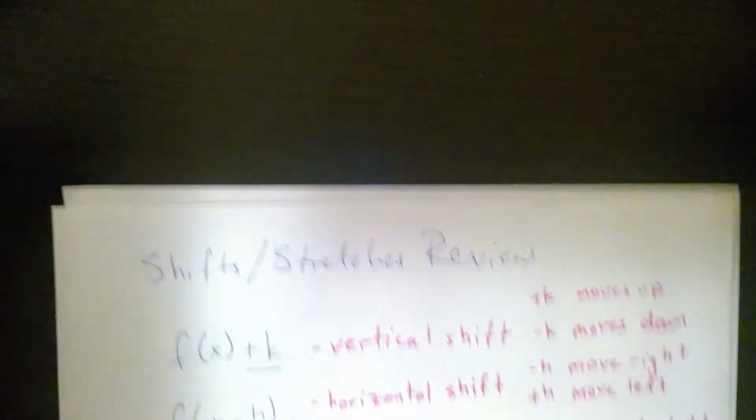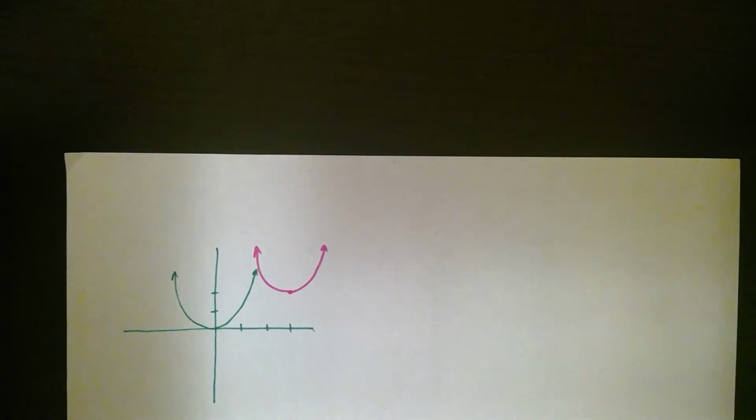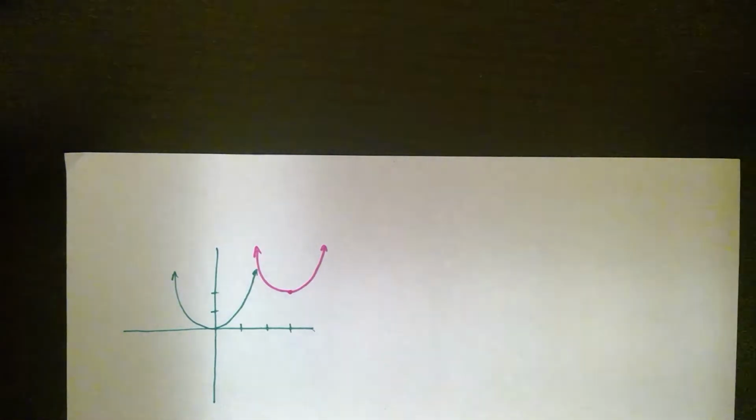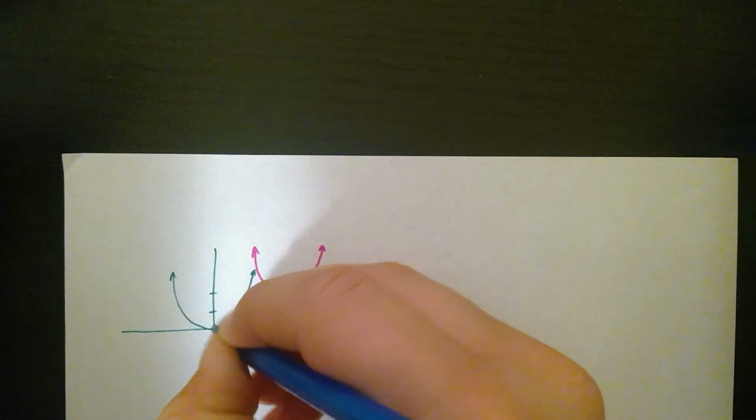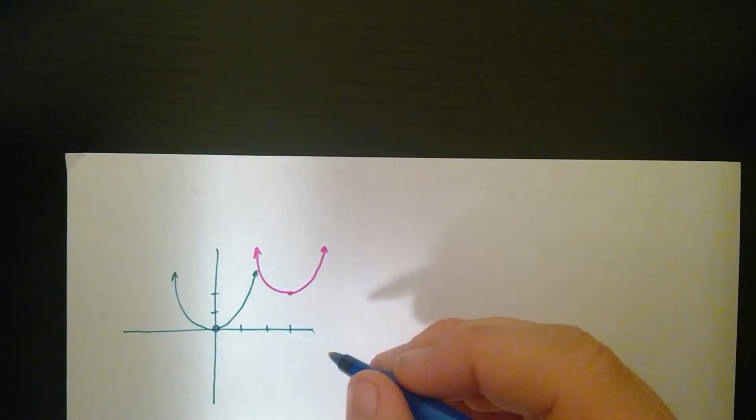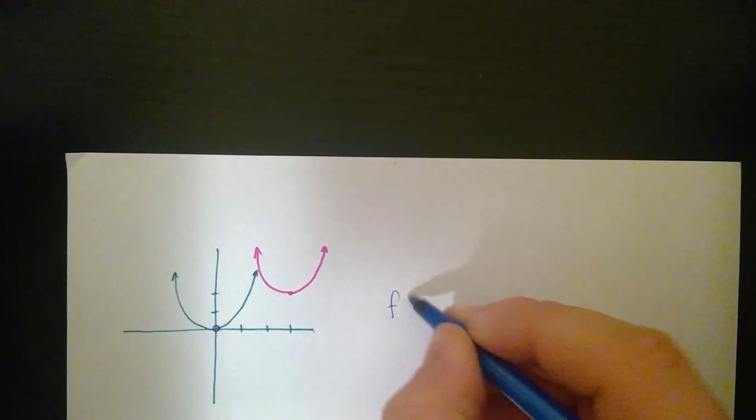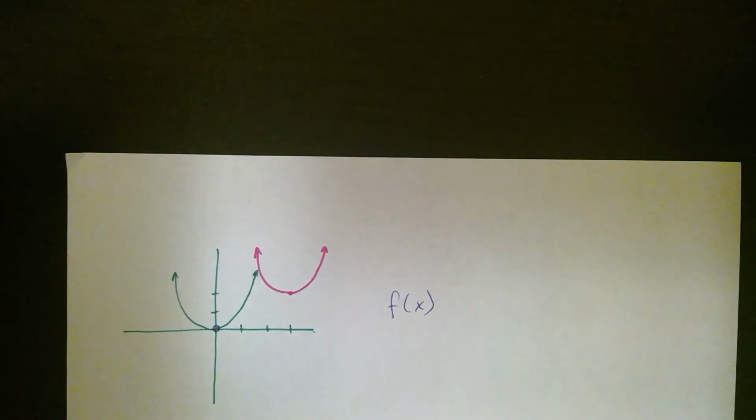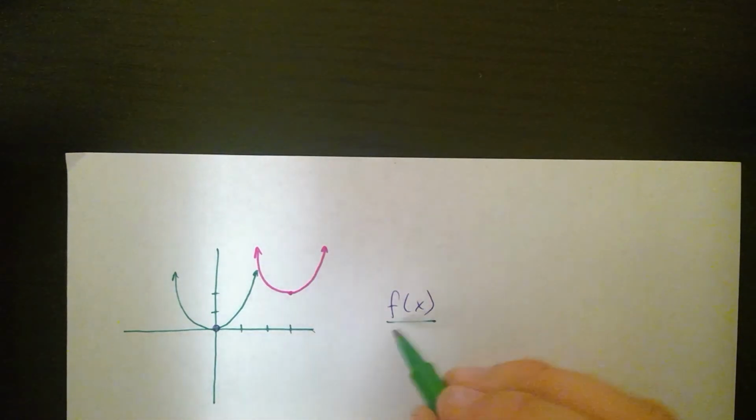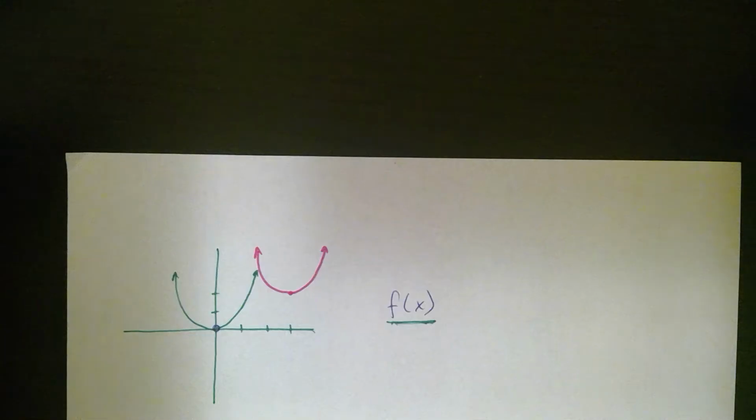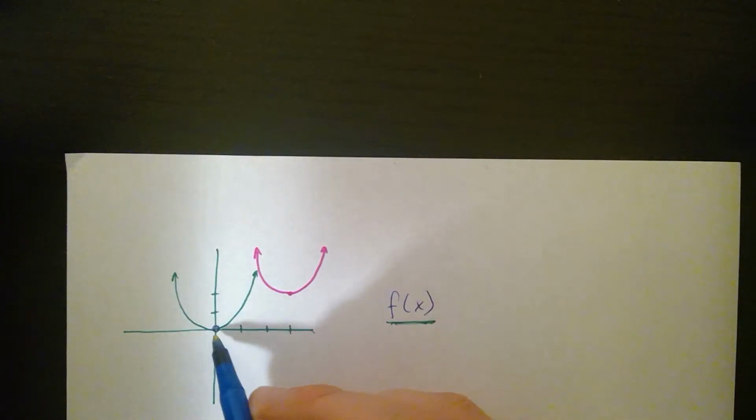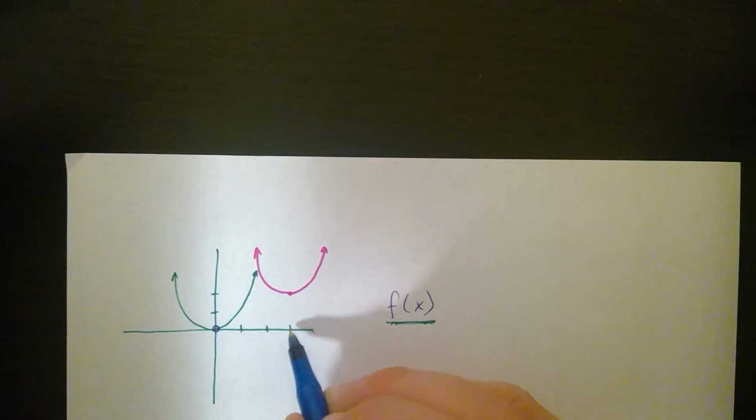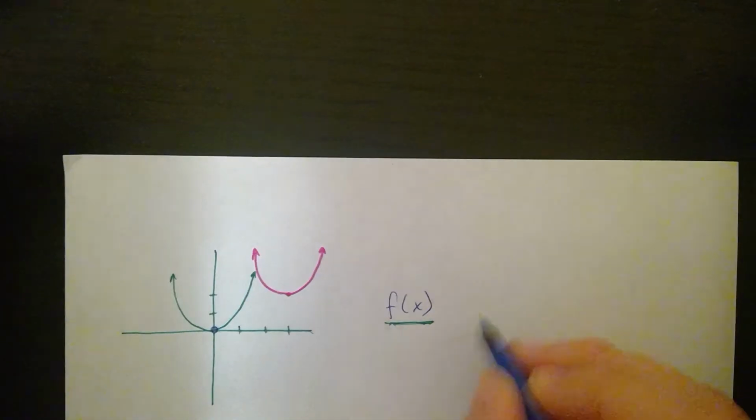So let's go ahead and look at some graphs now, and we need to describe the transformation that is going on here. The figure in green is the original figure, and if we call that f of x, there's our green figure. Now we want to move it over to the pink figure. So we have a shift right, 1, 2, 3. So we have right 3.